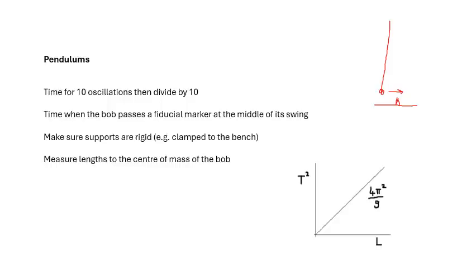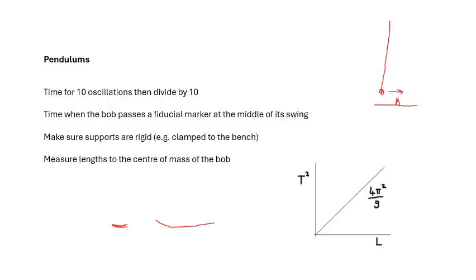Make sure your supports are rigid, so they're clamped to the bench, for example. Make sure you measure the length to the center of mass of the bob. And something I haven't written here is small amplitude oscillations, just a couple of centimeters. The pendulum just needs to be swinging like that.